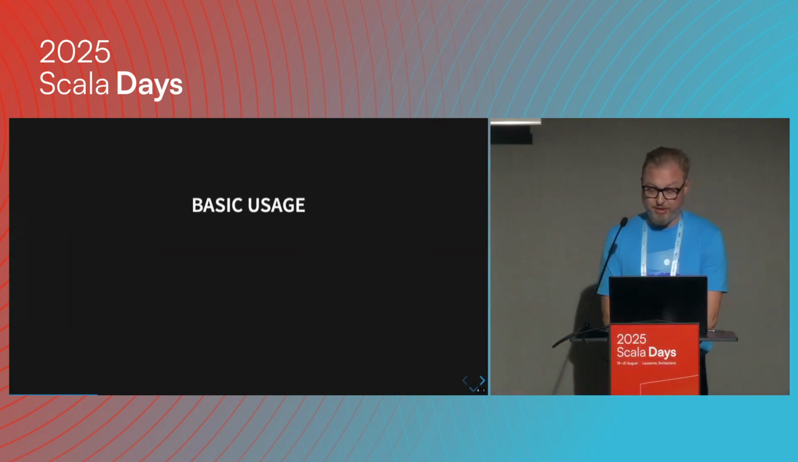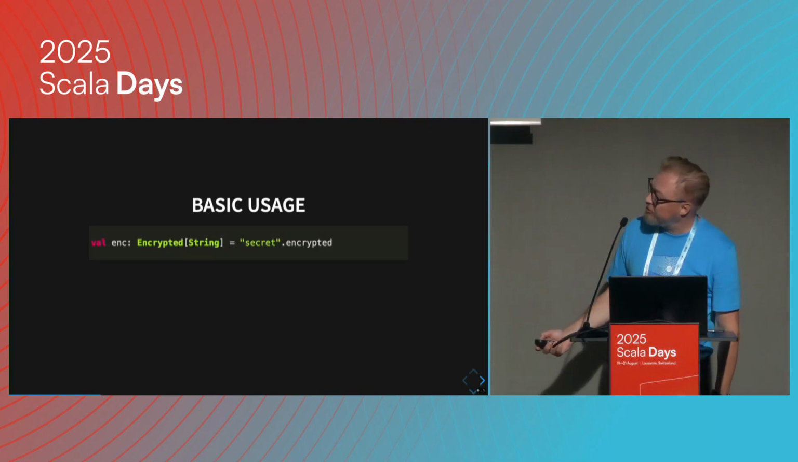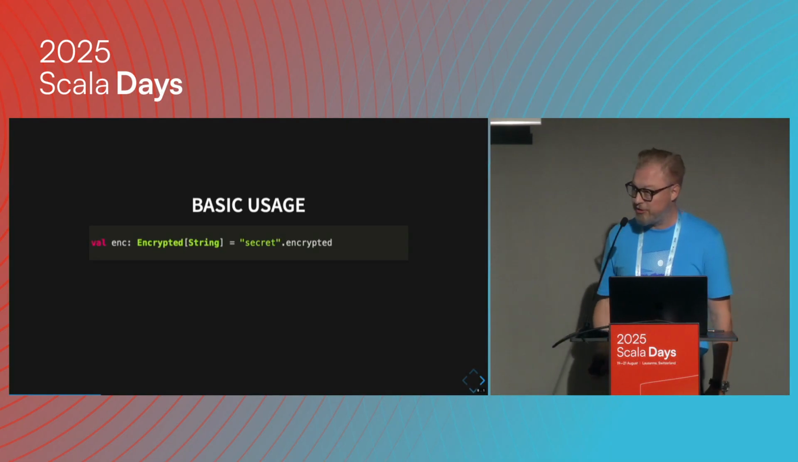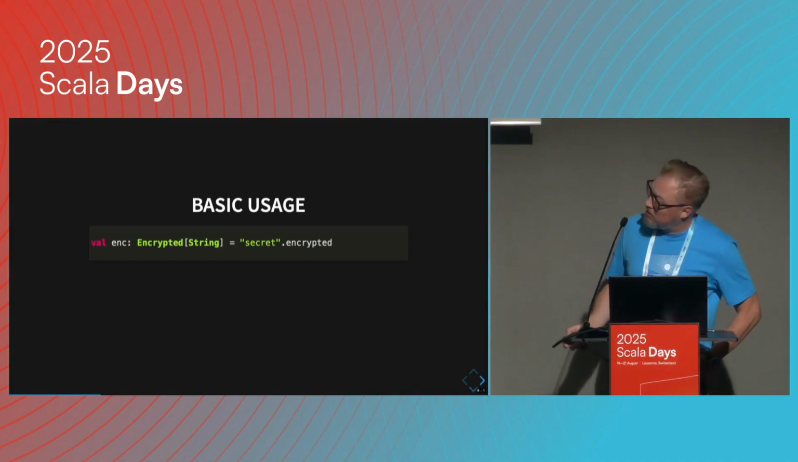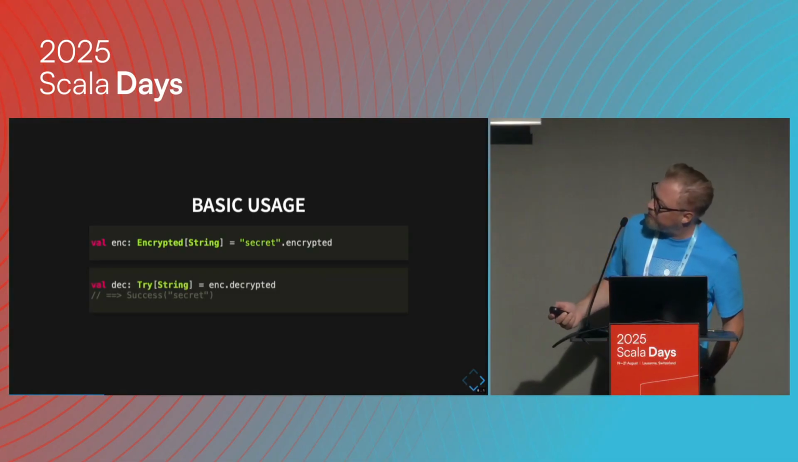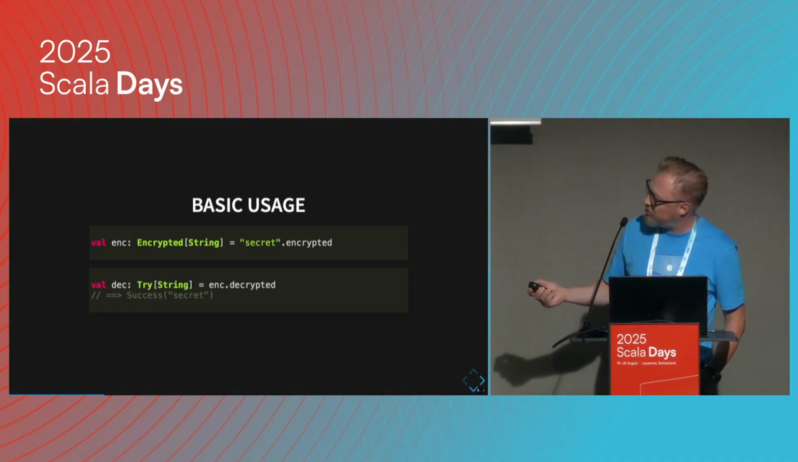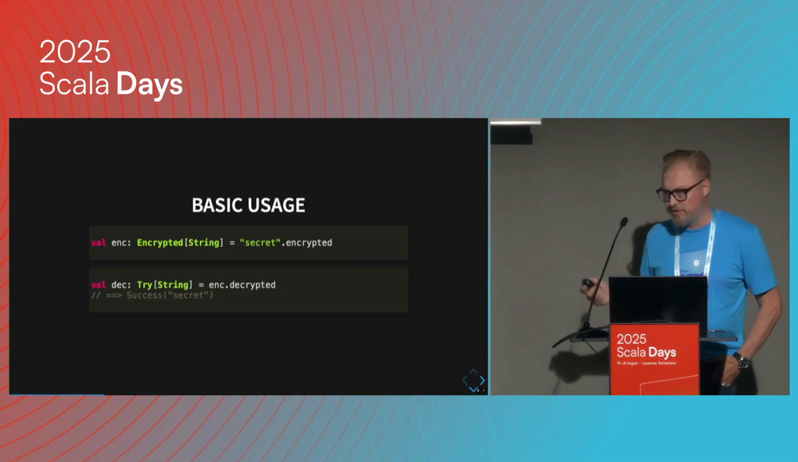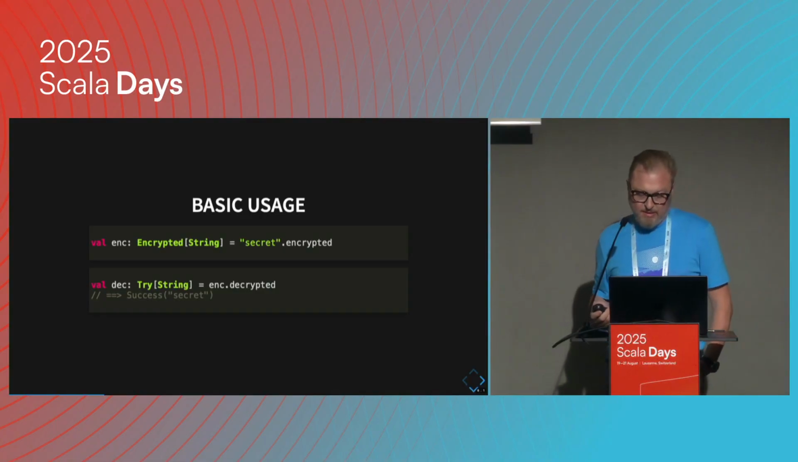The basic usage is quite easy. Encryption is easy. You just call something, in this case secret.encrypted, and you get back an encrypted value. Decryption is just as easy. On the encrypted value, you call the decrypted method, and you get back a Try, with a failure if you can't decrypt it, or the value it contained.